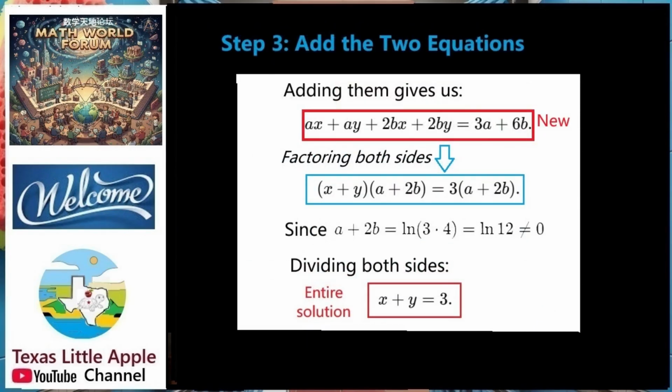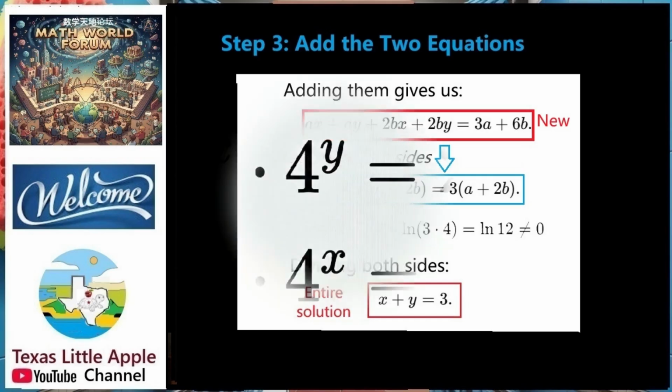Step 3. Add the two equations. Add the left sides of the equations together, and do the same with the right sides. We got the new equation as displayed on the screen. By factoring both sides, the magic happens: everything collapses neatly into just x plus y. Since a plus 2b is not equal to 0, we divide both sides and get the entire solution. x plus y is equal to 3.